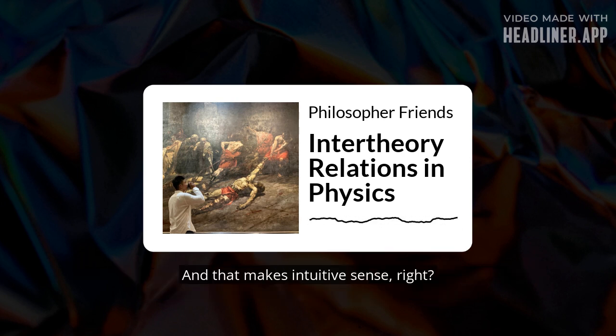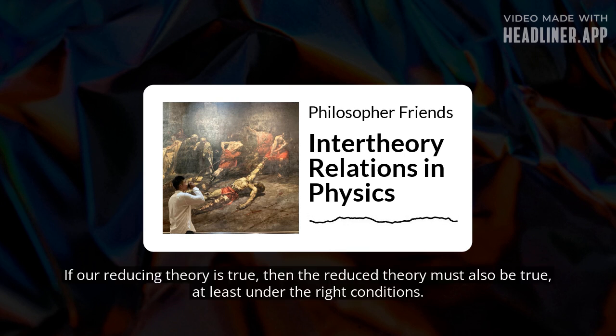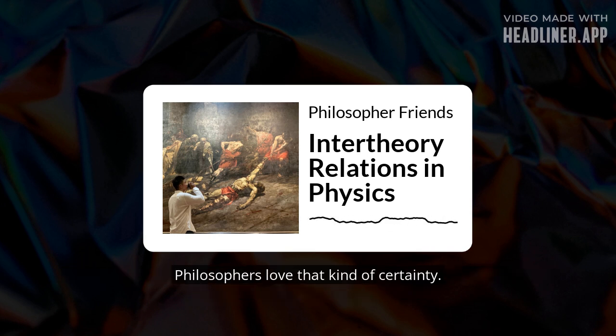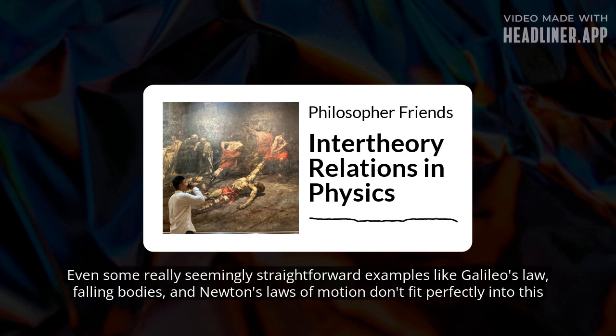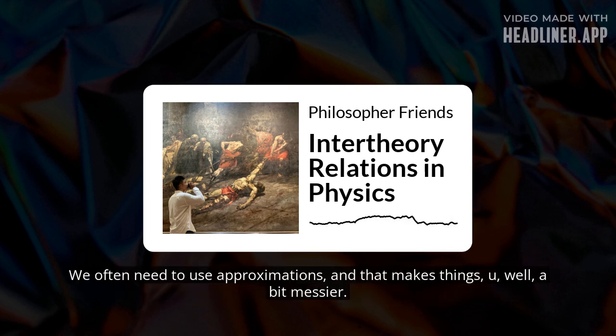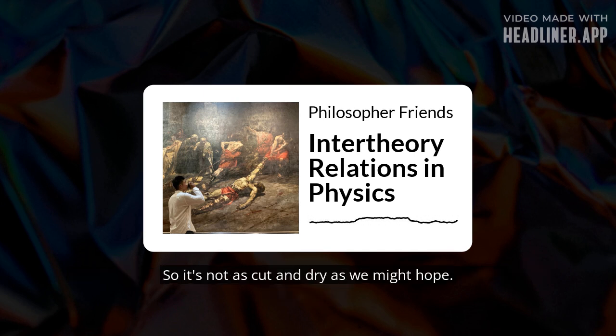Right, and that makes intuitive sense. If our reducing theory is true, then the reduced theory must also be true, at least under the right conditions. Philosophers love that kind of certainty. Of course. But there's a catch. Even some seemingly straightforward examples, like Galileo's law of falling bodies and Newton's laws of motion, don't fit perfectly into this deduction model. Oh, really? Yeah, we often need to use approximations, and that makes things, well, a bit messier. So it's not as cut and dry as we might hope.